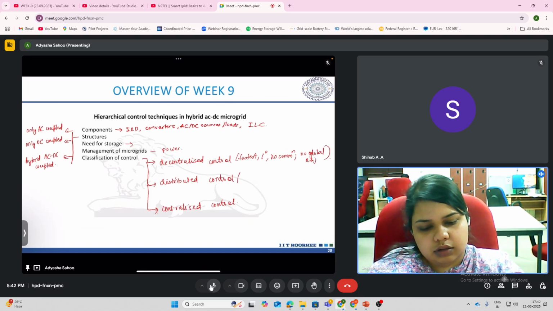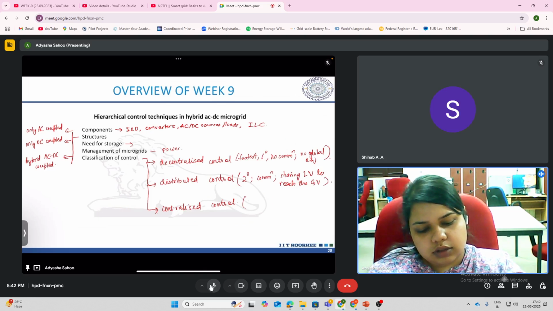In the distributed control, it was the secondary layer. There is communication between the devices and the converters. They are sharing the local variables to reach the global variable or objective.